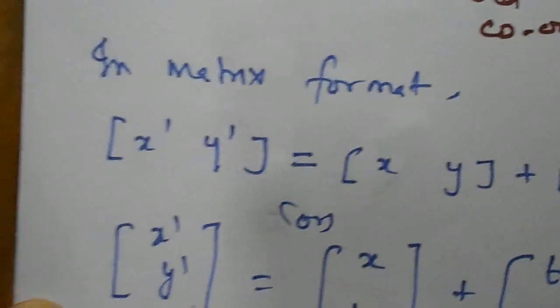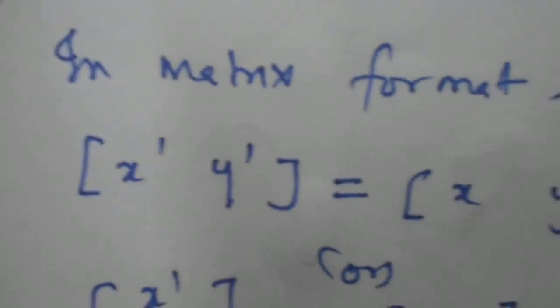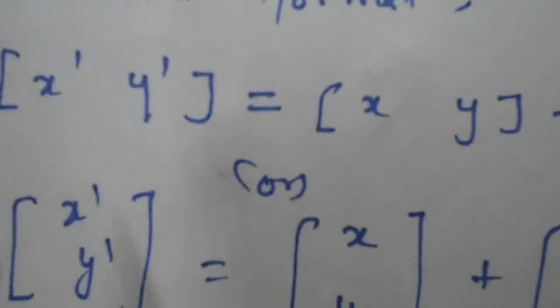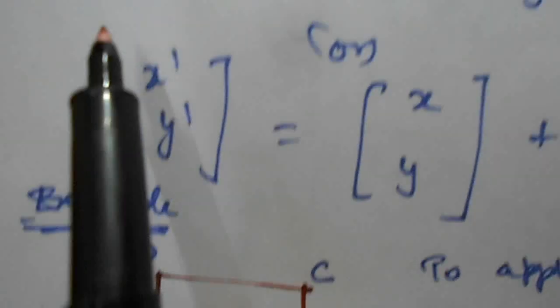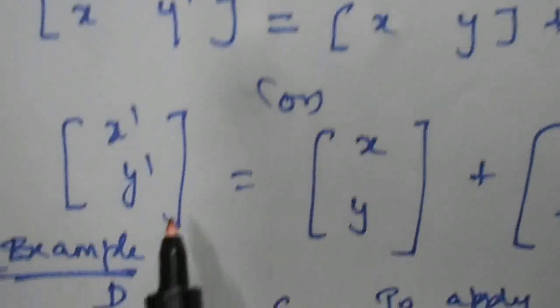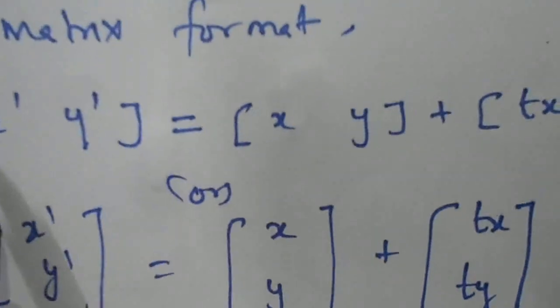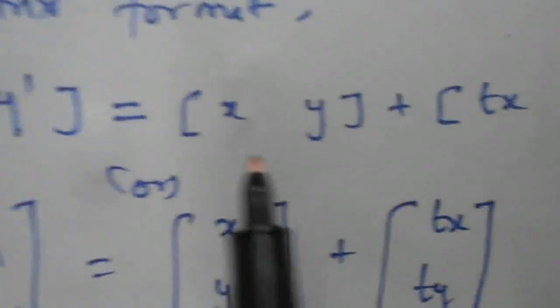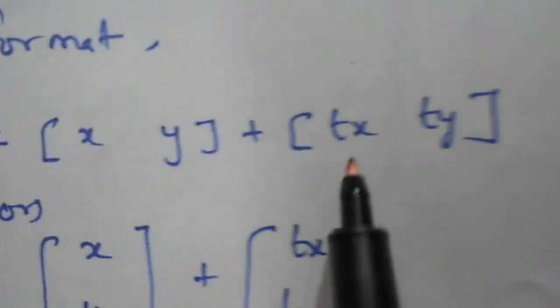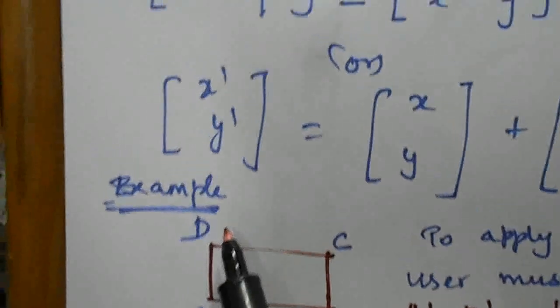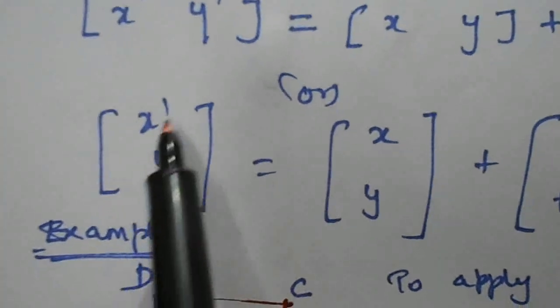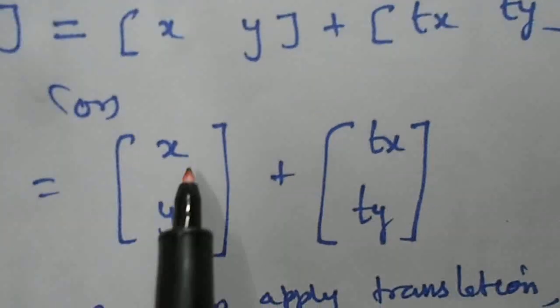We can also represent the same in matrix format. In the matrix format, we can use either the row format or the column format. In the row format we can write x dash y dash is equal to x y plus Tx Ty. Otherwise, in the column format, I have represented x dash y dash is equal to x y plus Tx Ty.